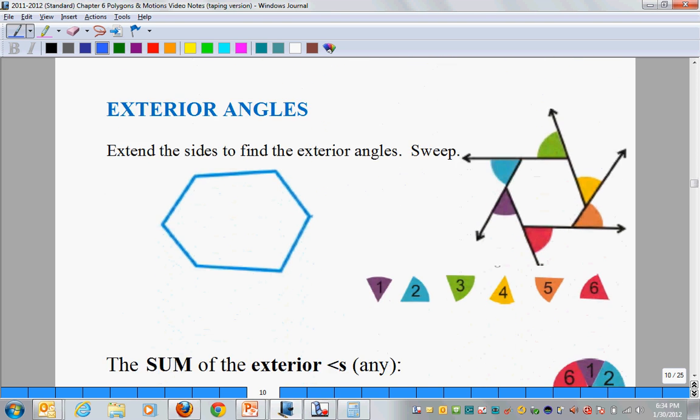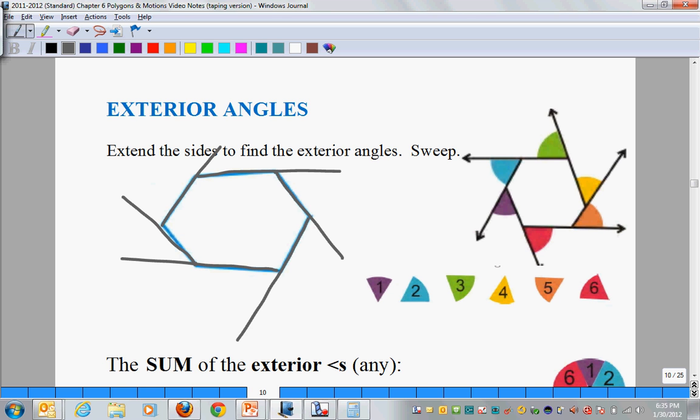Now we're going to talk about something called exterior angles. I'd like you to take and extend with me all the sides in this hexagon. Starting here, we're going to go clockwise. So take and extend. Take and extend. Like a pinwheel. Take and extend. Take it and extend. All the way around.